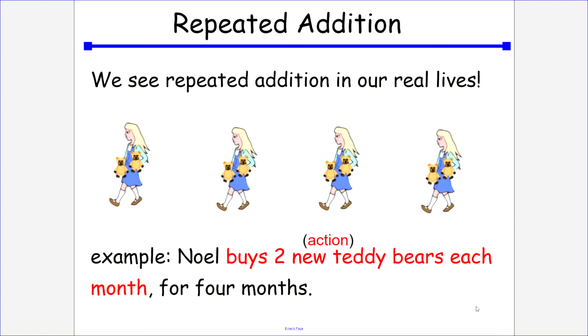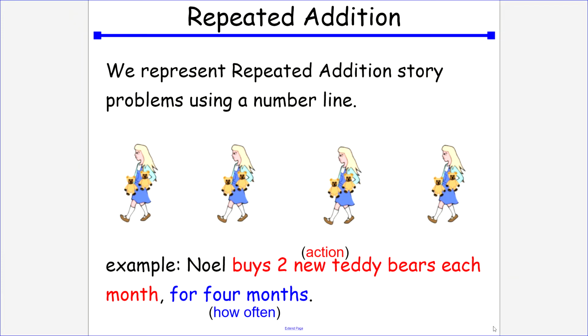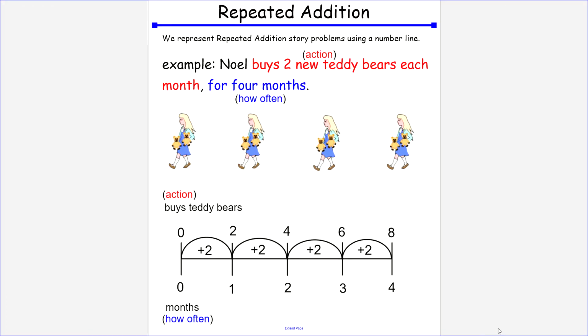In this repeated addition problem, of course, there's an action that's happening the same way every time, buying 2 teddy bears. There's also a time, or how often it happens. Well, she does it for 4 months. We represent repeated addition story problems using a number line. This is what the number line would look like to represent this problem about Noelle buying 2 teddy bears each month for 4 months.